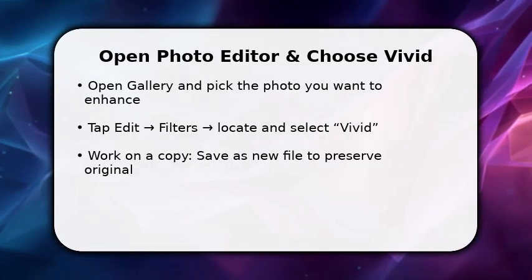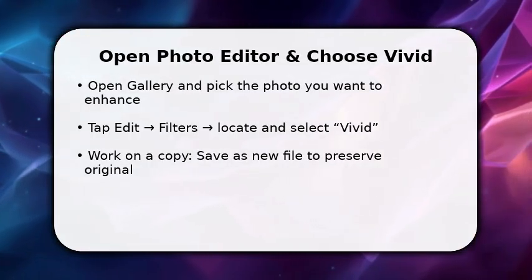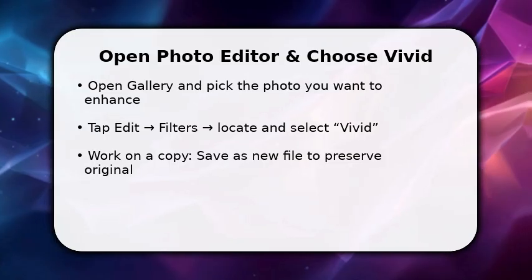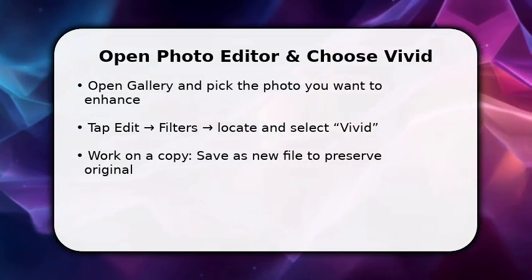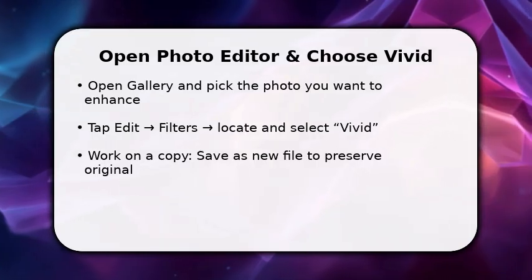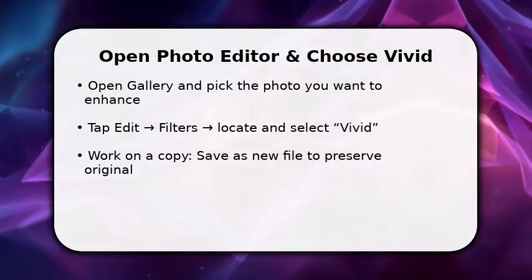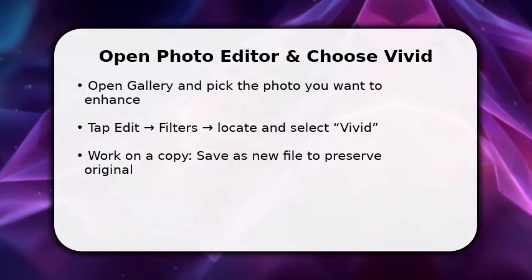You start in the gallery, pick the image you want to improve, and jump straight to edit. Choose filters and tap the built-in Vivid filter. This is the only native filter labeled for that punch. Once selected, you're already changing color saturation and contrast in one step.